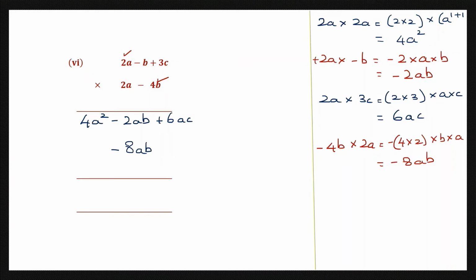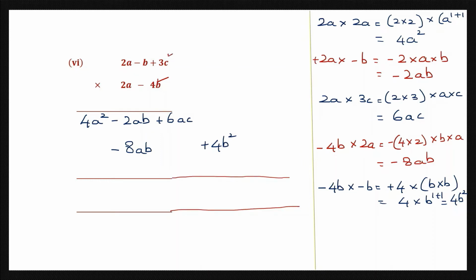Now we finish multiplying with 2a, let's multiply with minus b. So here minus 4b into minus b. So minus into minus is plus and the number is 4. Now into we have b into b. So that is 4 into b to the power of 1 plus 1, which is 4b square. So let me write 4b square. We don't have a column for it, so let's write it separately, 4b square. Now let's multiply minus 4b into 3c.